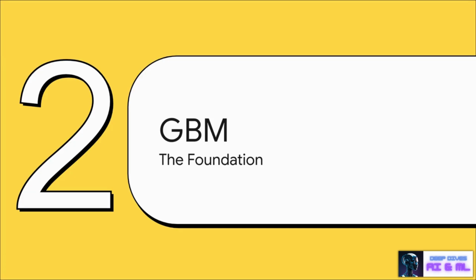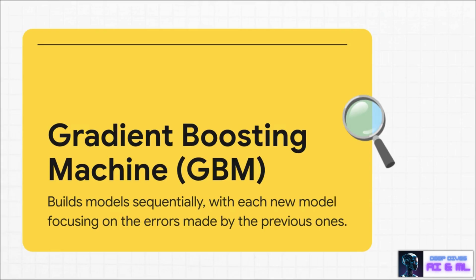Okay, so with that basic idea of boosting in our heads, let's talk about the original powerhouse, the gradient boosting machine, or GBM. This is really the algorithm that laid the groundwork for everything that came after. So GBM is the classic textbook implementation of this whole boosting concept. It builds a chain of decision trees, one after another. And each new tree is specifically trained to predict the errors, or what data scientists call residuals, of the entire team of trees that came before it. It is just relentlessly chasing down and correcting its own mistakes.